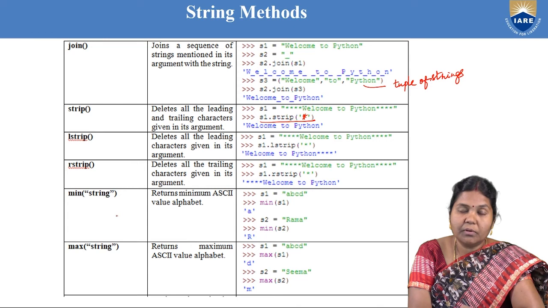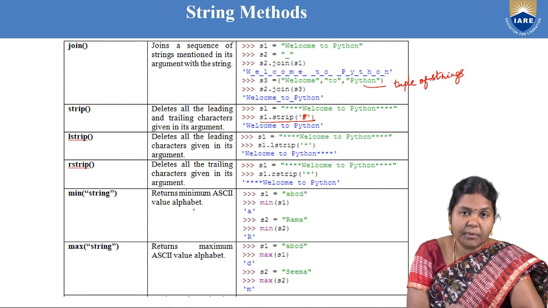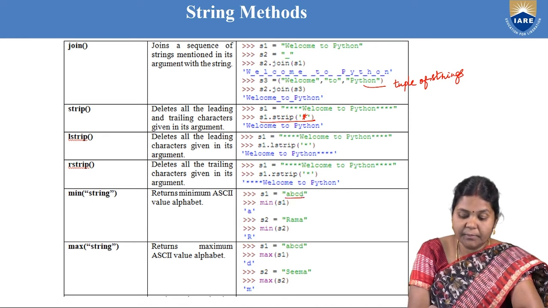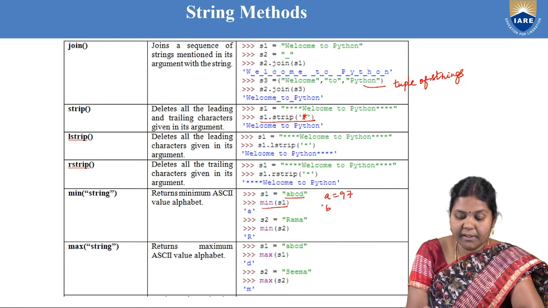Then, if you want to find out the minimum value and the maximum value of a string, min returns the character with the minimum ASCII value. A string is nothing but a group of characters, and whichever character has the minimum ASCII value, it returns that. And max of a string will return the character with the maximum ASCII value. You can see here ABCD is a string. The minimum of S1: the ASCII value for A is 97, B is 98, C is 99 and D is 100. So the minimum value is 97, and it returns A only.